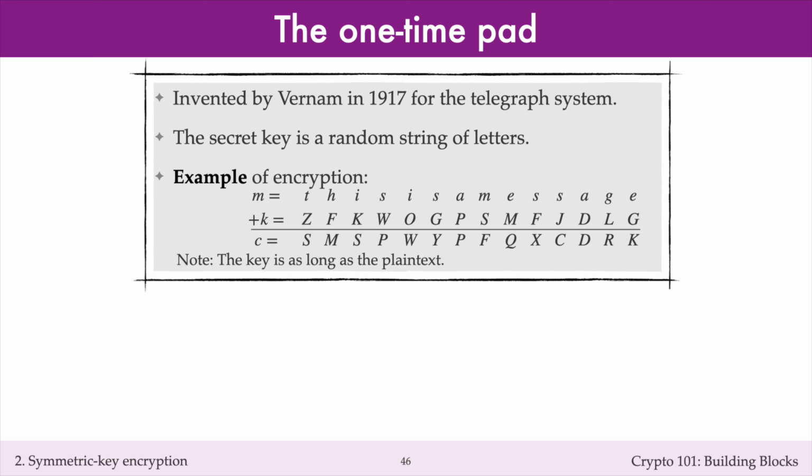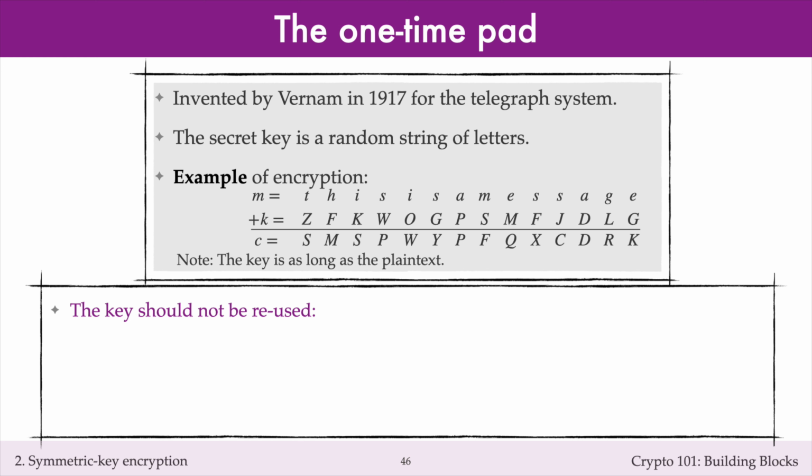One major disadvantage of the one-time pad is that the secret key is of the same length as the plaintext. This is especially inconvenient if Alice and Bob are exchanging long messages over a period of time, and so it might be tempting in practice to reuse the secret key. But this should never be done.